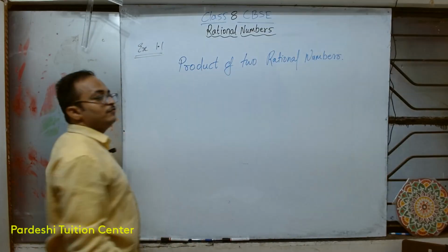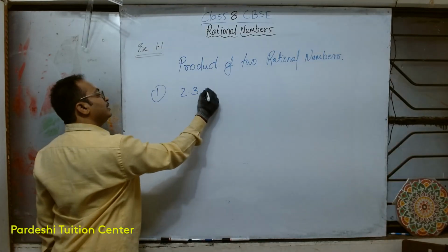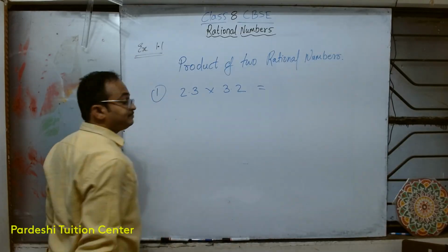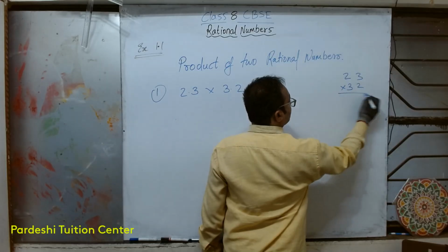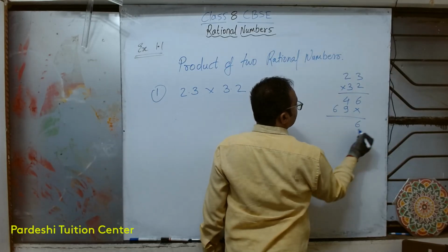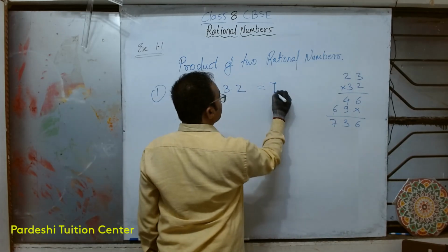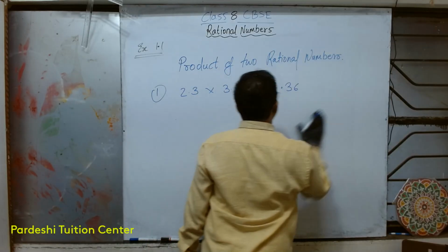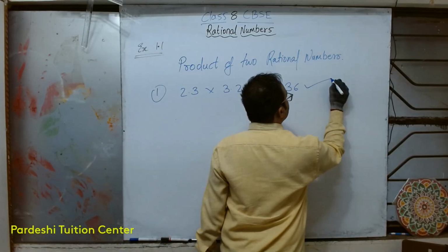Let us take two different types of rational numbers. First, I will take decimals, 2.3 multiplied by 3.2. Let us check the product. I will do 23 into 32. So it will be 6, 4 and 9, 6, 13, 7. So it will be 7.36. If I take a rational number and multiply it with a rational number, I am getting a rational number.